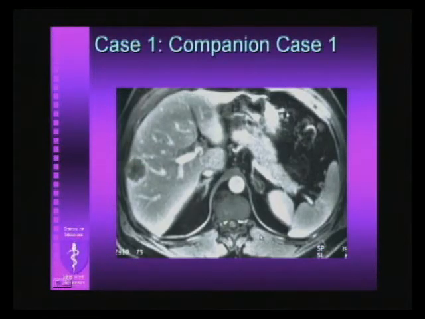Here's a companion case just to contrast the pattern of enhancement. In this case, this lesion has a peripheral rim of enhancement, but is a continuous rim. This is a much nastier looking lesion. And contrast that to the hemangioma, we can make the diagnosis here of a metastasis.